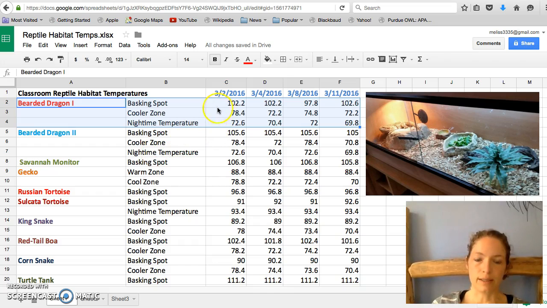Once they collect this data, we can investigate how long the bearded dragon spends in the basking spot. How does it affect his eating, his digestion, things like that? Just maintaining the reptile tanks is a very important way to maintain their health.